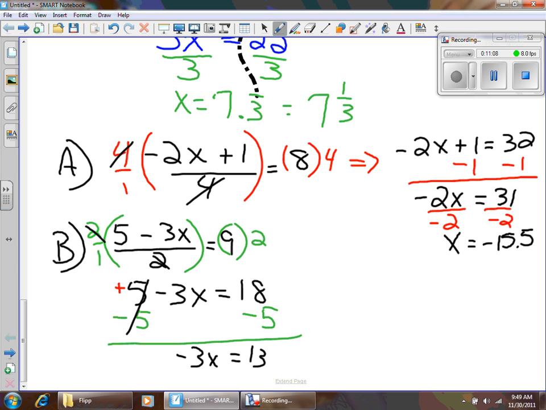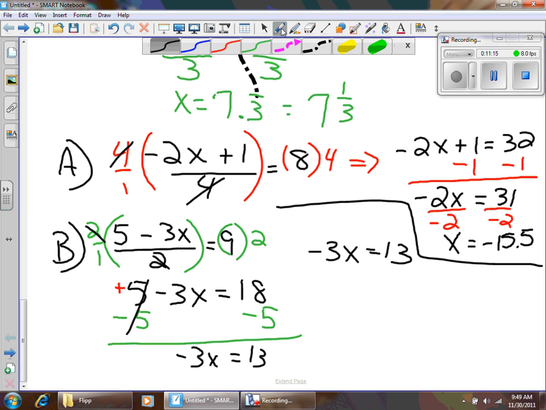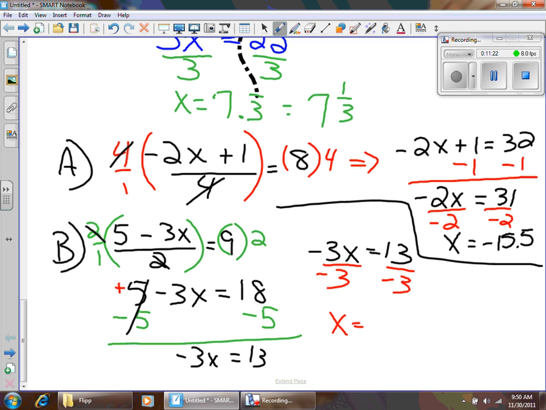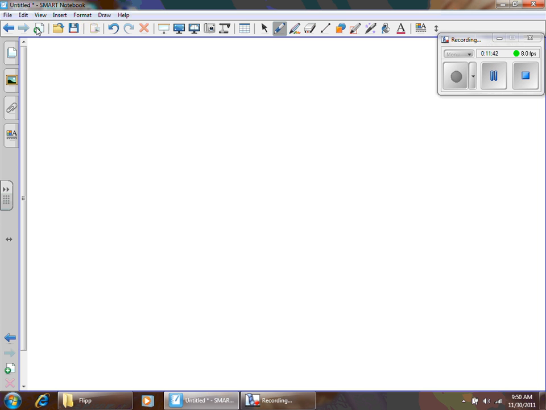I'm going to rewrite that over here. Negative 3x equals 13. Now I must get rid of the multiplication by division. I'll divide each side by negative 3. X will equal negative 13 over 3, which is the same as 4 1/3, but it's negative. Or if you use the calculator, you'll get 4.3 repeating. Okay, very good. Next page, let's try another problem.